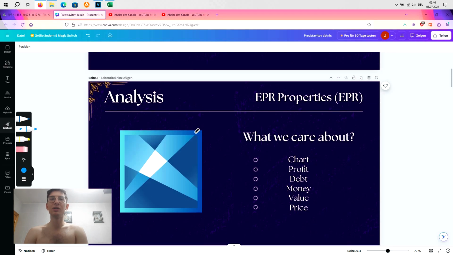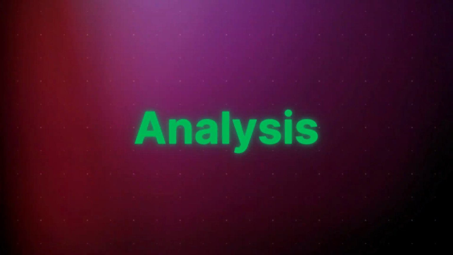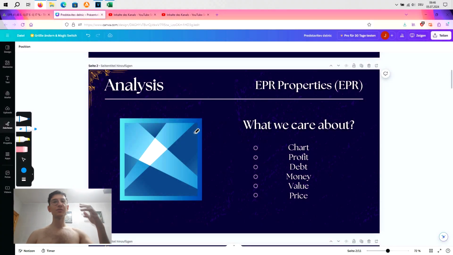Now let's begin with the actual analysis. So this is going to be very beginner friendly, straightforward, simple. I don't want to waste any of your time. I don't want to overcomplicate things. So just grab a pen, follow, maybe learn something new, and that's it, okay? Now, as a complete beginner, you should generally care about the following 6 things when you analyze the company, okay? You should care about chart, profit, debt, money on the bank account, value, and the price.